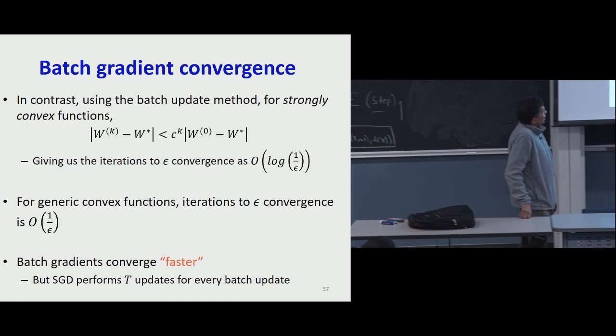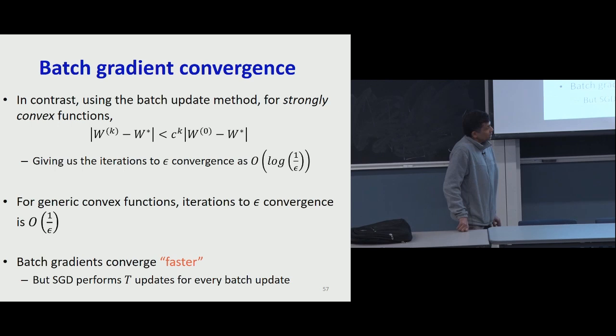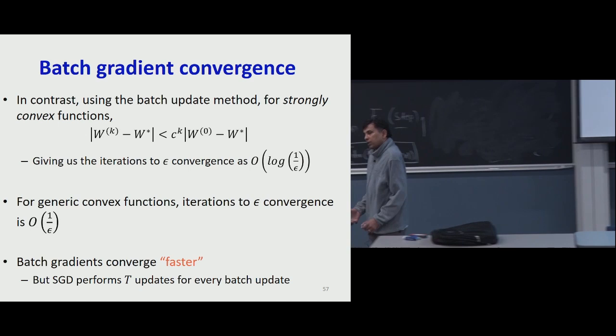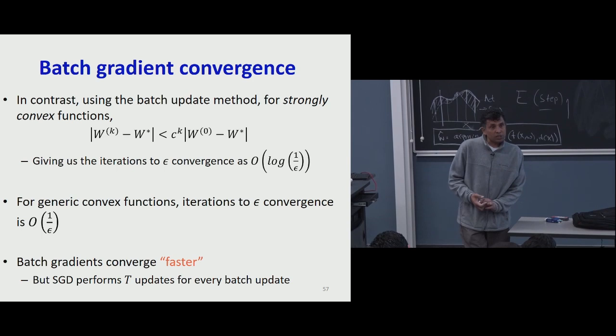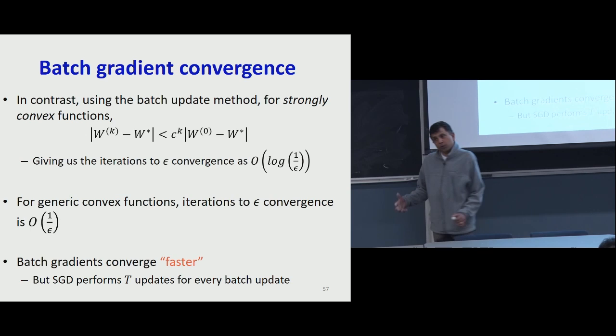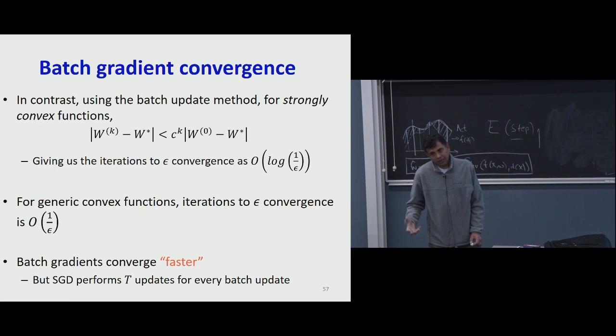And for generically convex functions, the iterations to epsilon is order of 1 over epsilon if you're using batch descent. So the kind of convergence you get with stochastic gradient descent for strongly convex functions is comparable to the convergence that you get for functions that are not strongly convex when you use batch descent. So obviously you would expect batch descent to be much faster than stochastic gradient, yes.